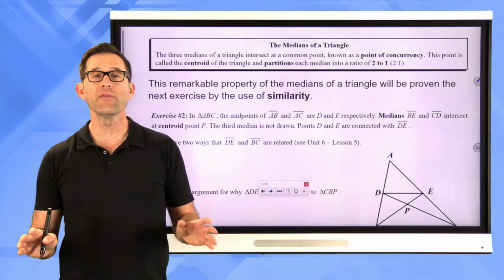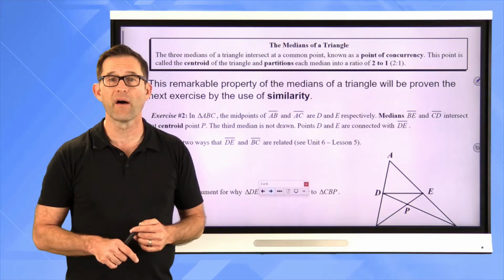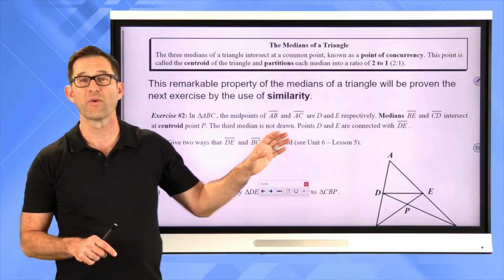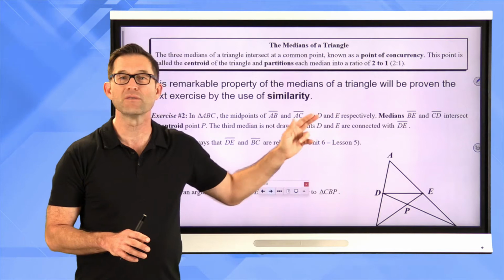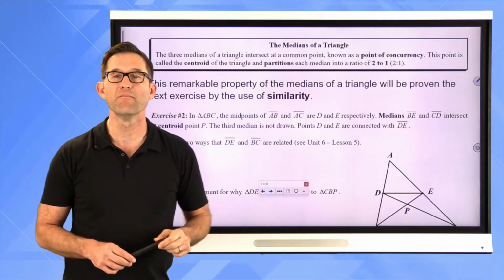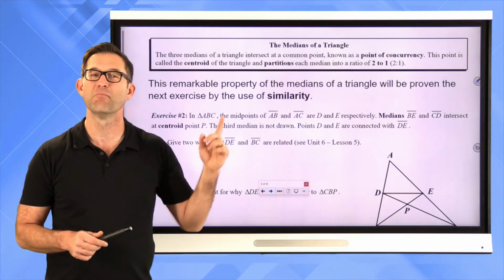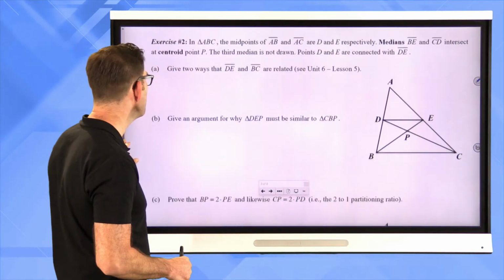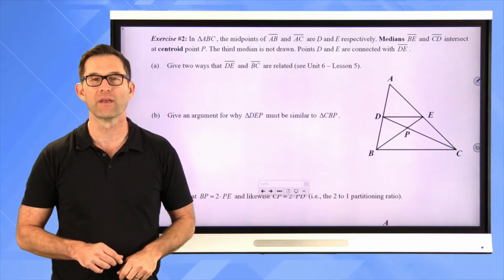All right, and you can really think about this going back to our directed line segments, right? If you think about the median as a directed line segment from the vertex to the midpoint, then our partition point partitions it, from vertex to partition point to midpoint, into 2 to 1. This remarkable property of medians of a triangle will be proven in the next exercise, not surprisingly, by the use of similarity. Of course, we're in the middle of the similarity unit, so that's where this should show up. Let's take a look at why this remarkable property occurs.